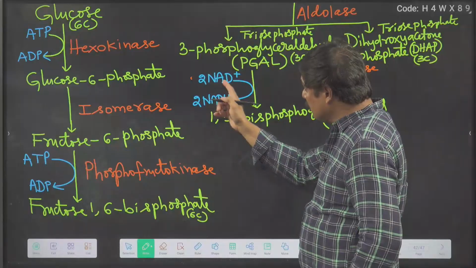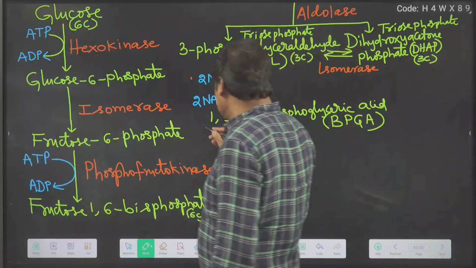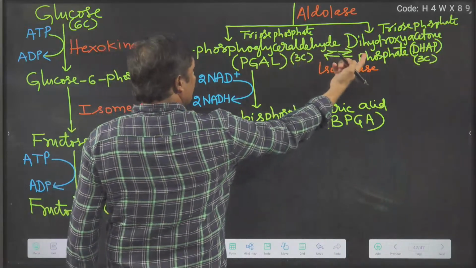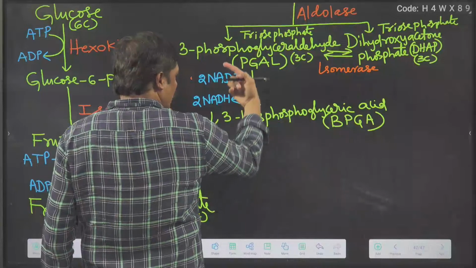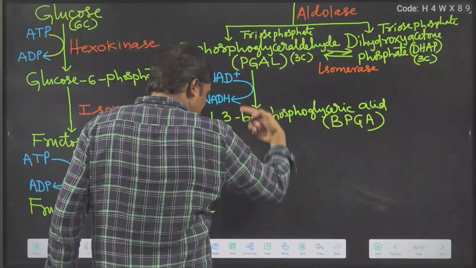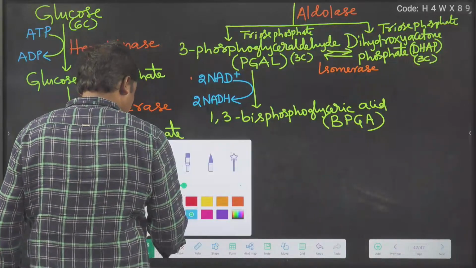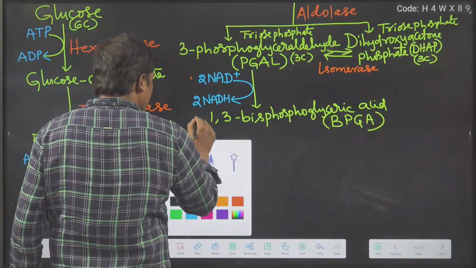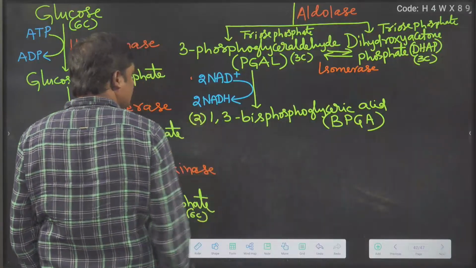Why have you drawn 2 here? Because this one molecule, 2 molecules are involved in the further reactions. That is why. Here also 2 molecules. Okay.